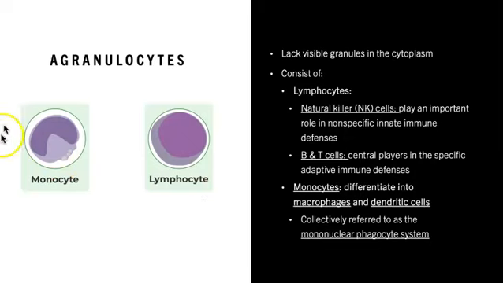And lastly, we have our monocyte, which differentiates into our macrophages and dendritic cells when it leaves the bloodstream and enters into the tissues. Collectively, we refer to these cells as our mononuclear phagocyte system, or MPS.